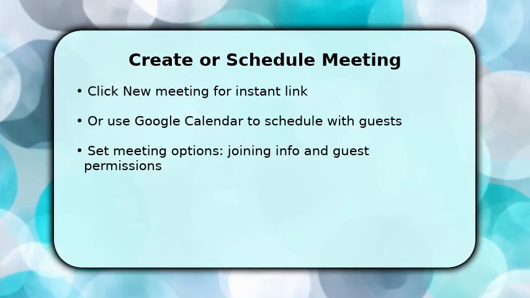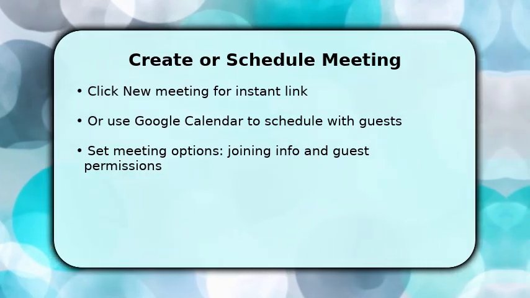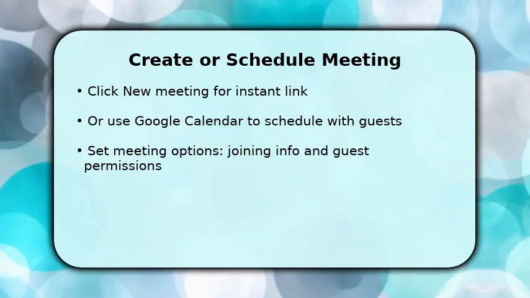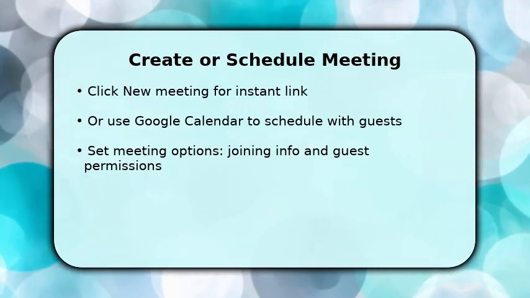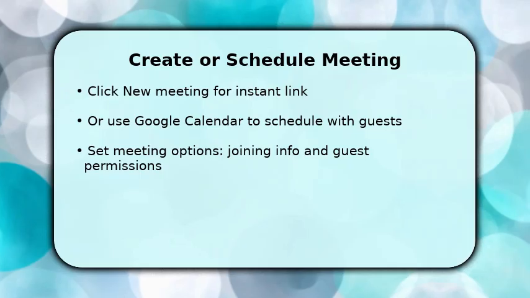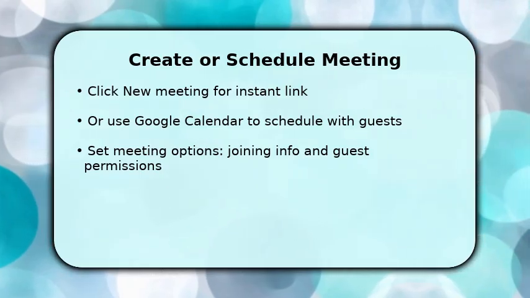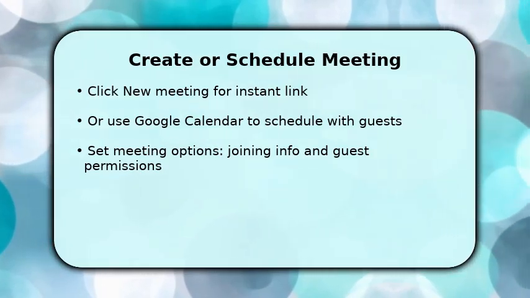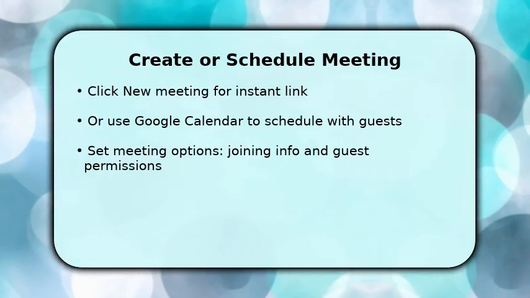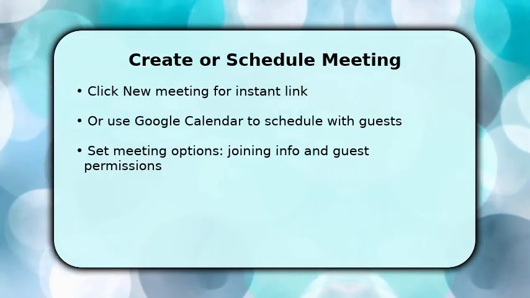Alternatively, open Google Calendar, create an event, add guests, and insert Meet conferencing. This schedules and emails the join link. Once you add guests, make sure to set permissions: who can join directly, who must ask, and present rights. If you need a recurring session, choose Repeat and adjust the time zone.